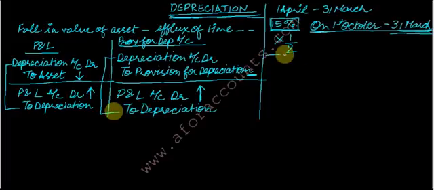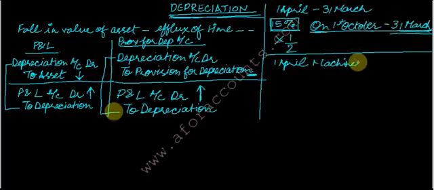Let's understand it with an example, that will be better. Say on 1st April, I have machinery of 10,000.